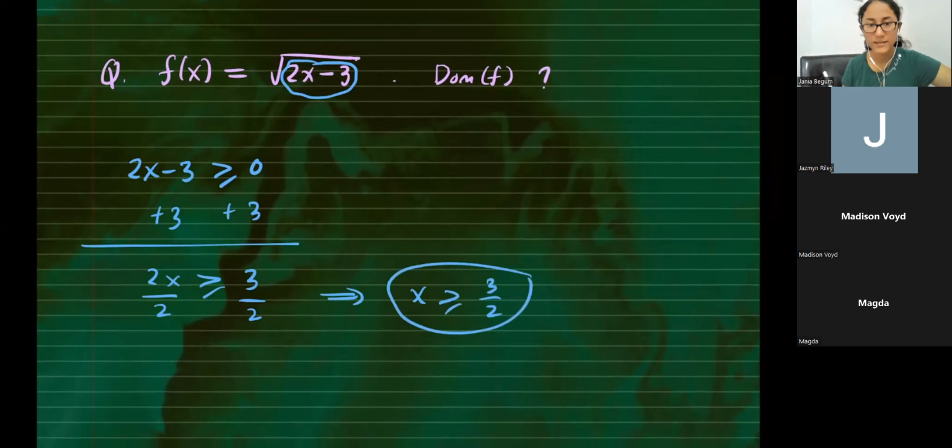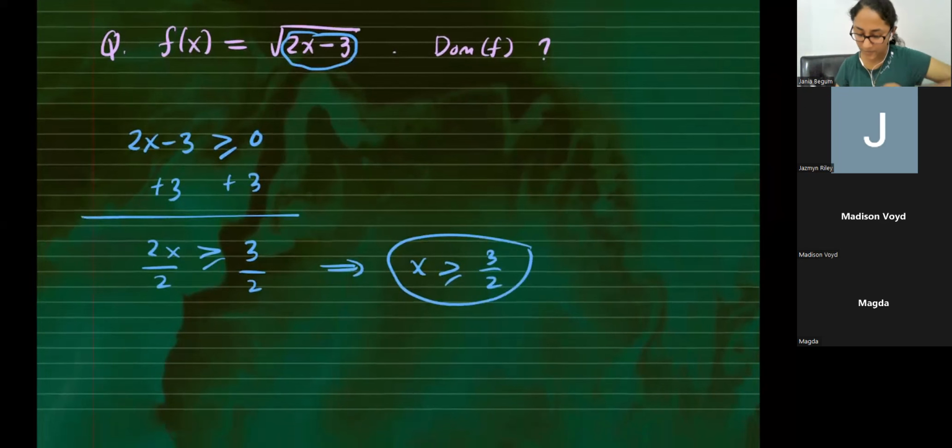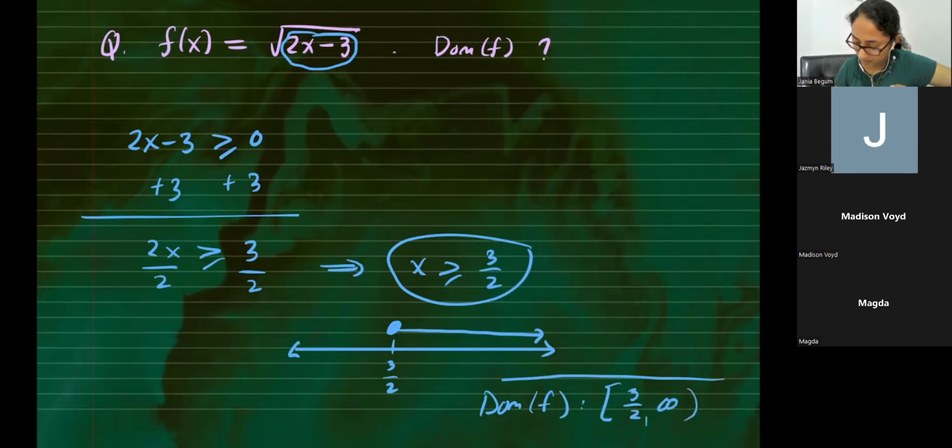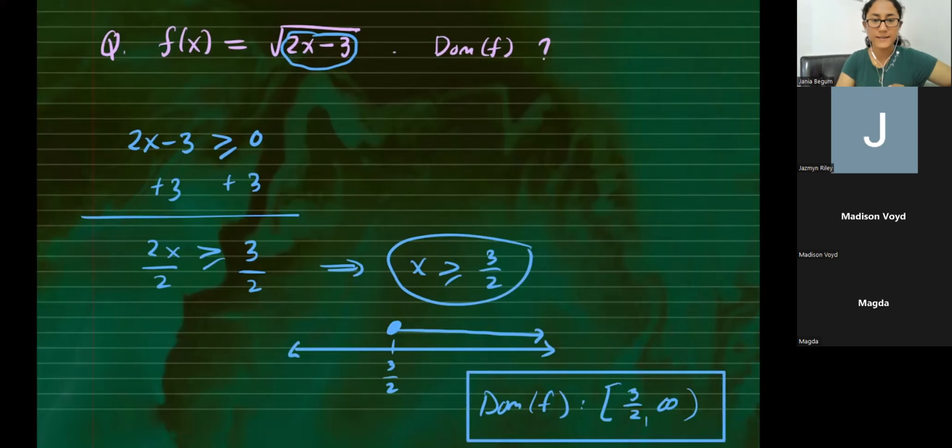So that's your domain. But of course, you want to write it in interval notation. So let's draw it first. Here's our real line. Let's say 3 over 2 is right here. And a closed circle, because it's okay to be 0 and everything greater. So this is the domain of this function, from 3 over 2 to infinity, including 3 over 2. So that's using interval notation. Okay, so good job. Let me know if that's okay.